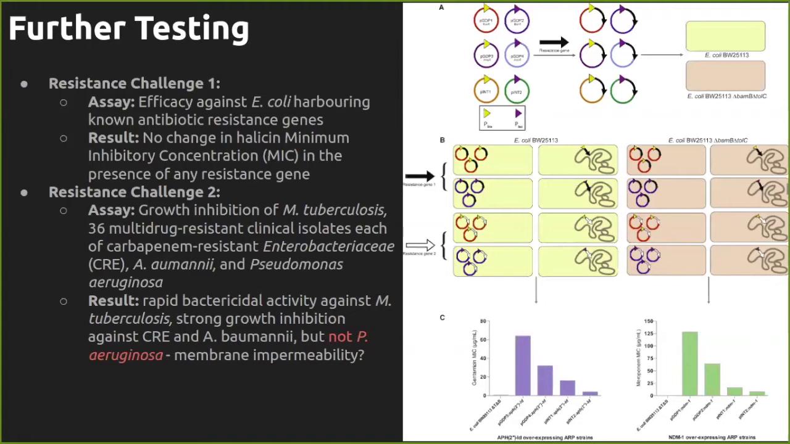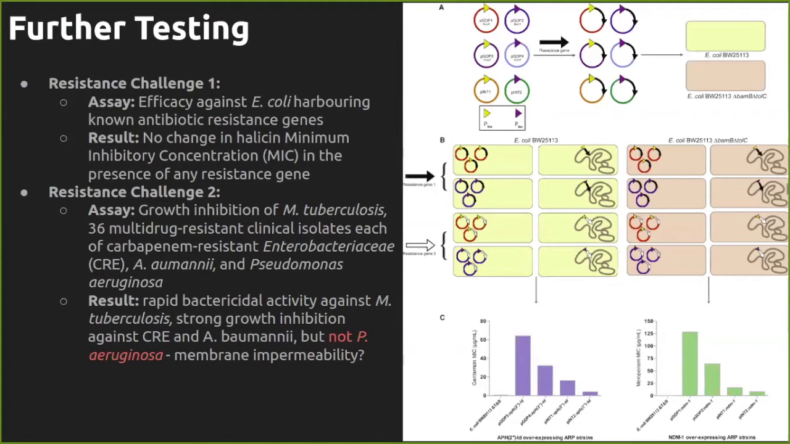So they had a library of known E. coli resistance genes, and they were all transformed into E. coli individually, and each one was screened against various concentrations of halicin, and none of them had any effect on the minimum inhibitory concentration of halicin, which essentially means that no known mechanism of resistance was able to prevent halicin from working, which is pretty interesting.